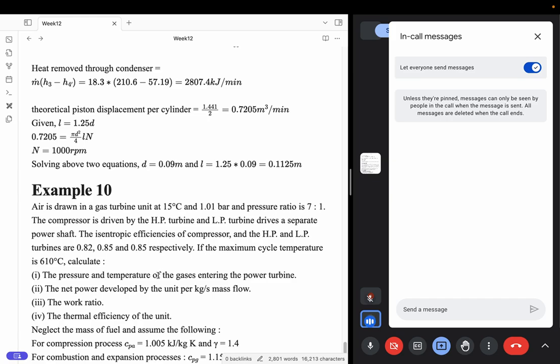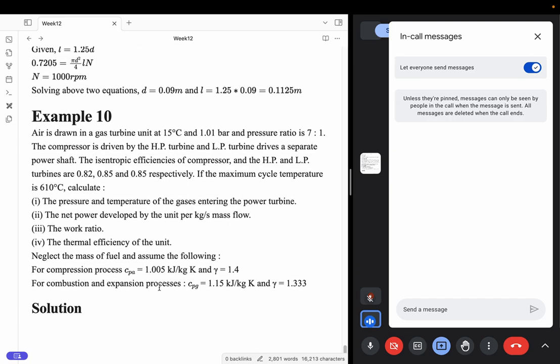Yeah, I guess you got the same answer. So we move on to the last problem. You can go through the problem. Okay, I hope you have gone through that.